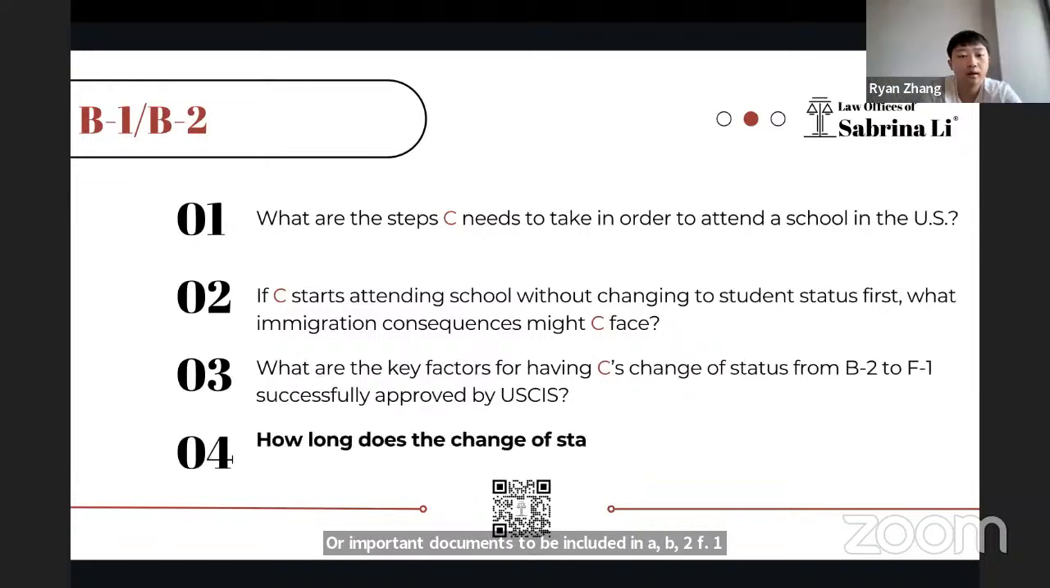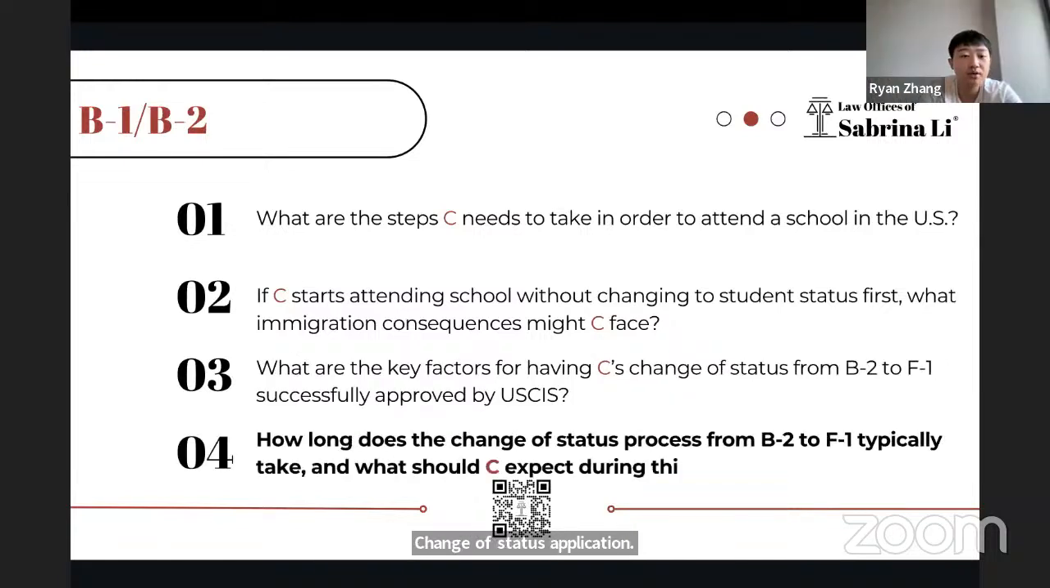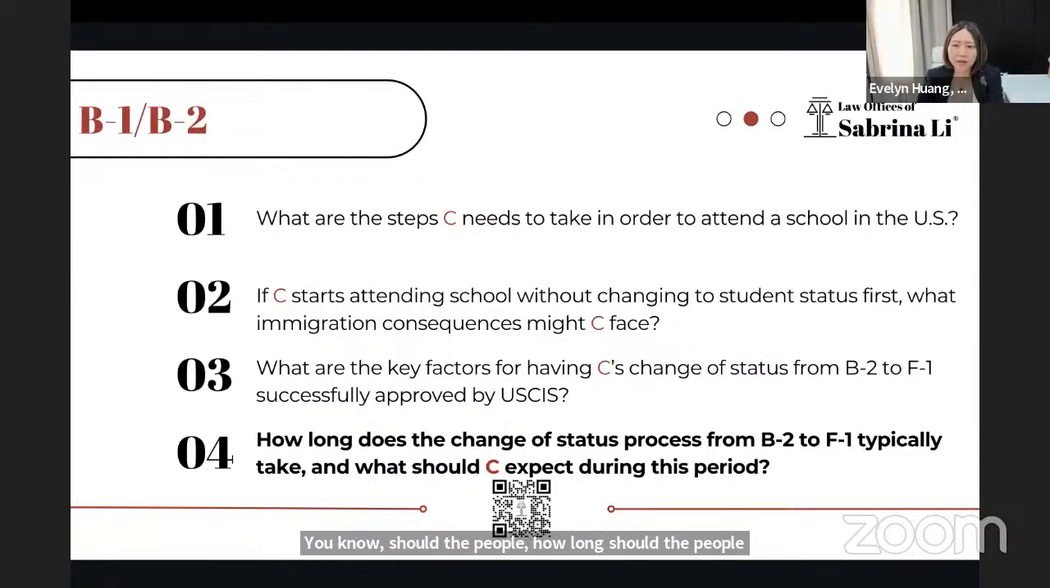For sure. All right, last question for B1, B2. How long does the change of status process typically take, and how long should the person prepare for this B2 to F1 change of status? Same processing could take months, but if you are willing to pay additional, premium processing is available.